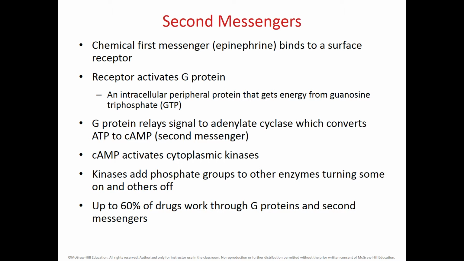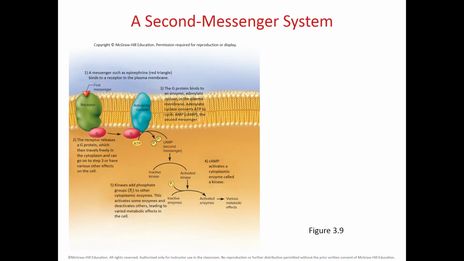Now, these G proteins are very important because 60% of the drugs that are used in medicine work through the action or by modifying the action of G proteins as second messengers. So this is how the second messenger system works. So you have, in this case, epinephrine as a red triangle that binds to this receptor for epinephrine. And this G protein, which is attached to this receptor, is going to migrate from the receptor into this other integral protein, which is adenylate cyclase, which is an enzyme.